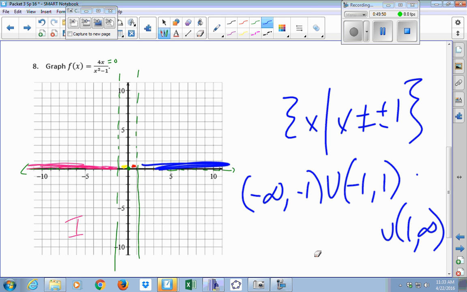So you've got quite a bit of time. Get going on those rational functions. I gave you quite a few. You know the moral of the story.